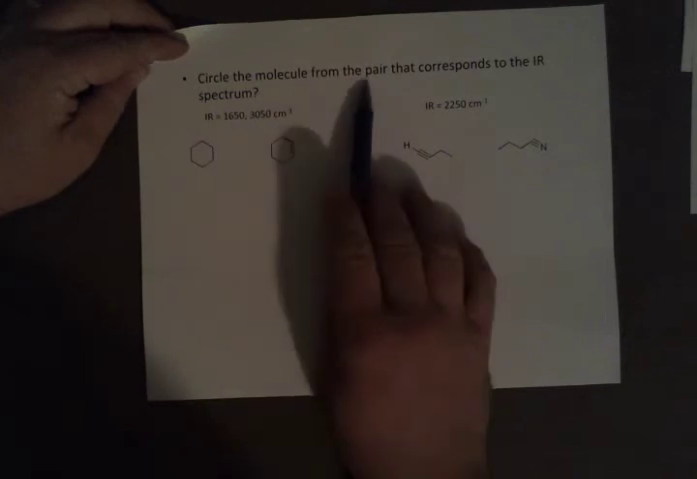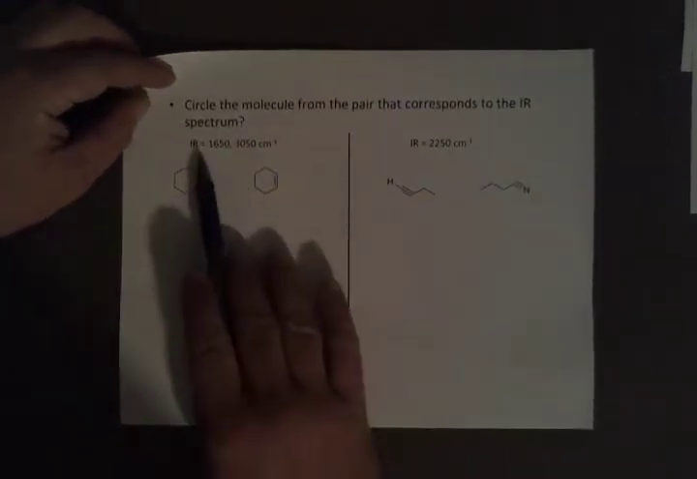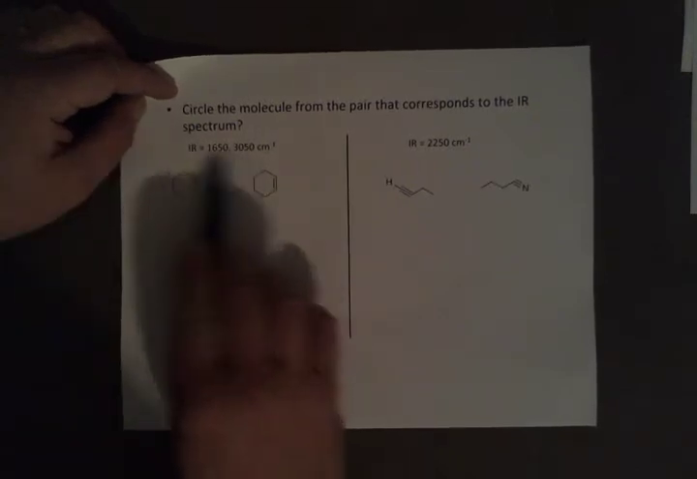Okay, so some extra ones for this. Be careful. Now this one I've changed to mimic more of what you would see on here. So circle the molecule from the pair that corresponds to the IR spectrum. This is how you're going to see it on the test. All right, so here's the IR spectrum.